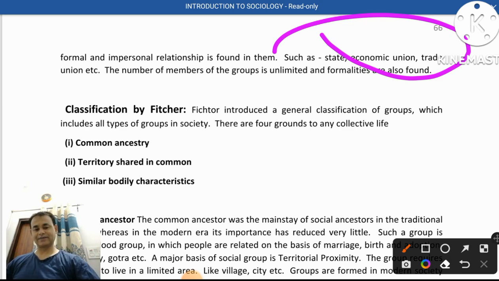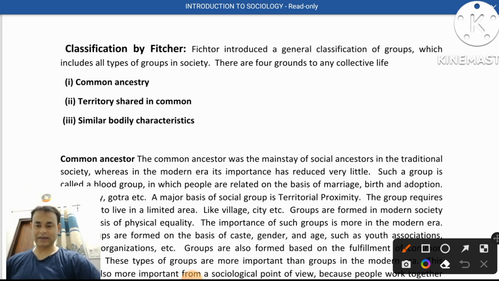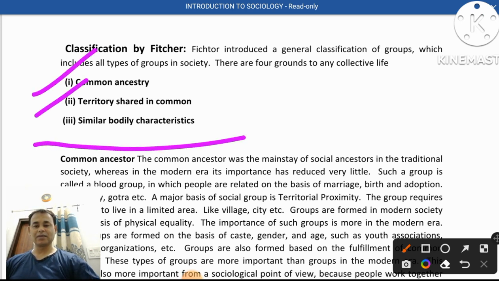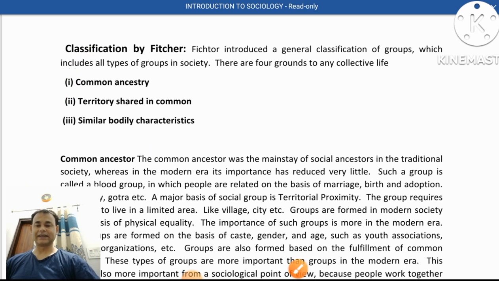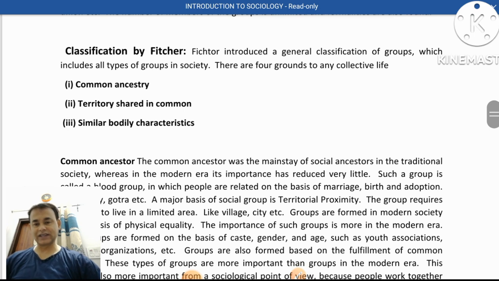Classification by Fichter. Fichter is also very important for exams in UGC NET as well as academic exams. Fichter introduces a general classification of groups which includes all types of groups in society. There are four grounds of collective life: common ancestry, territory, shared and similar bodily character. Common ancestry. So we have to look in brief at Fichter.